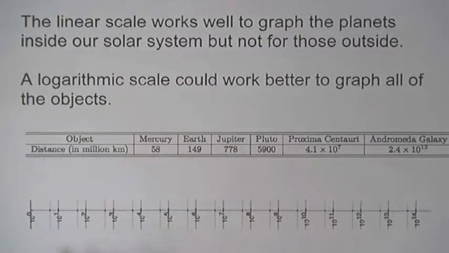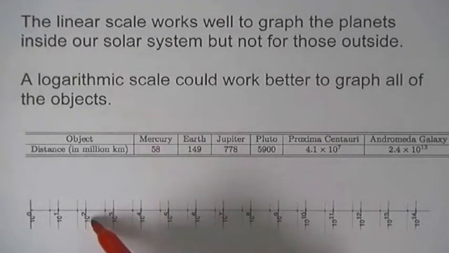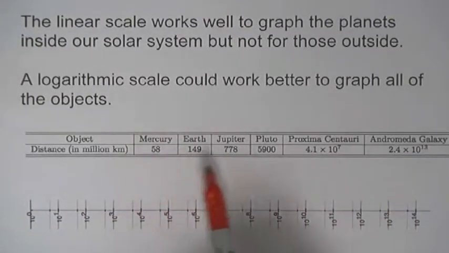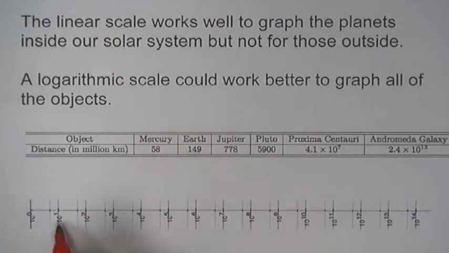Okay, so now instead of just going by 500s or thousands, the way I have this lined up is these are all powers of 10. So it starts at 10 to the power of 0, 10 to the power of 1, 10 to the power of 2, 10 to the power of 3, and so forth. So now I can use these values to better graph all of these numbers. Remember, 10 to the power of 1 is 10, 10 to the power of 2 is 100, 10 to the power of 3 is 1,000.